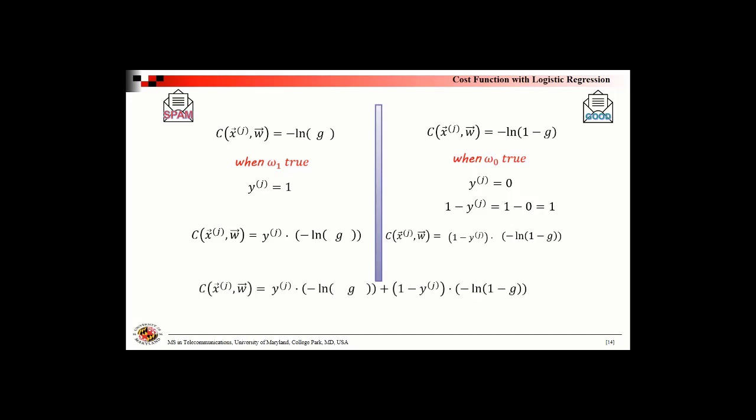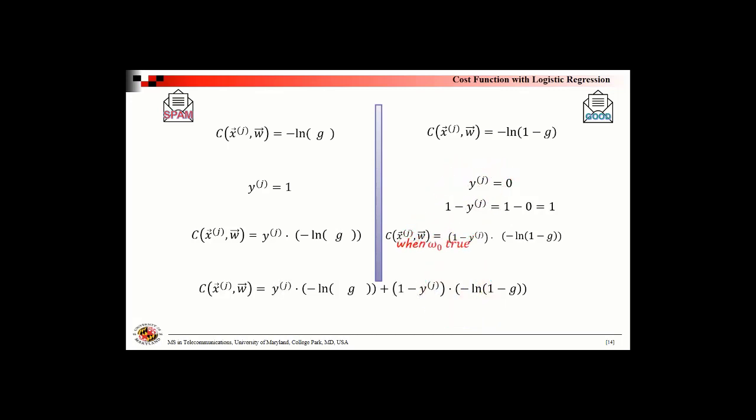Let's put the two together. Say that for any given instance, and this time we don't know if the instance is spam or not spam, we write the cost as y times minus log of g plus 1 minus y times minus log of 1 minus g. Well, if it turns out that the specific instance is spam, then y is going to be equal to 1, and 1 minus y is going to be equal to 0. Therefore, in this particular case, the right side term disappears.